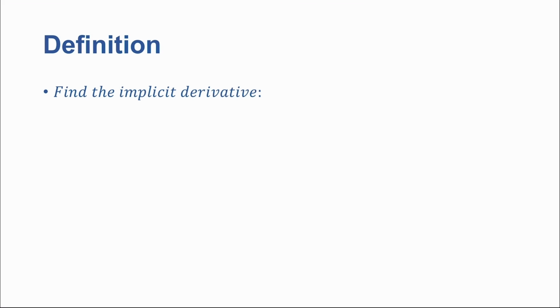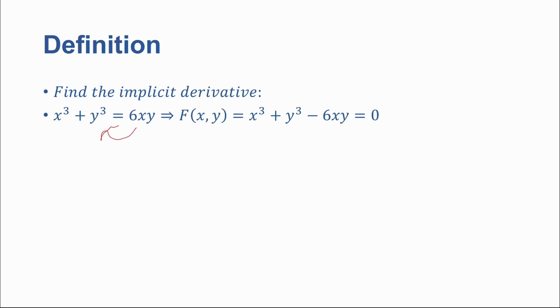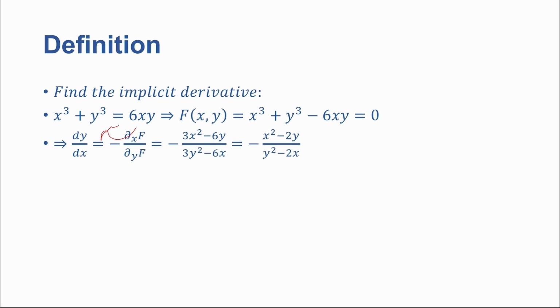Let's try an example. Find the implicit derivative such that we have some x cubed plus y cubed equals 6xy. Well, obviously what we want to do is we want to move this over to this side, so we get f of x and y is equal to x cubed plus y cubed minus 6xy is equal to 0. Now what we do, we use our definition, dy dx is equal to negative partial xf over partial yf. And then if we differentiate both of these, then we get negative 3x squared minus 6y over 3y squared minus 6x. Obviously, we can simplify taking out a factor of 3, and we get negative x squared minus 2y over y squared minus 2x.